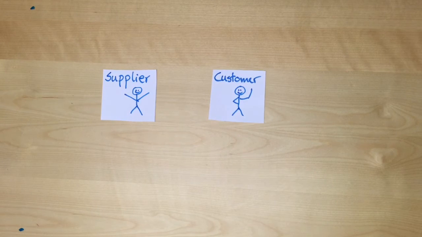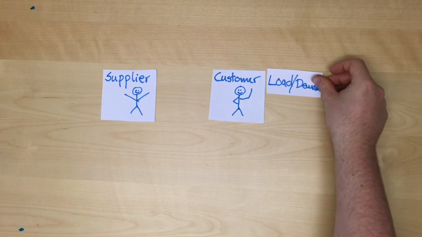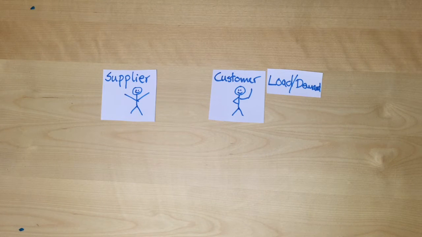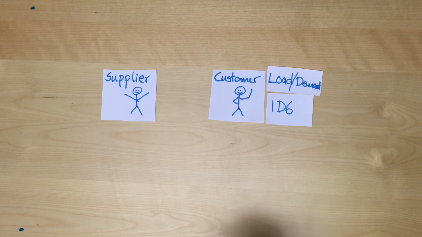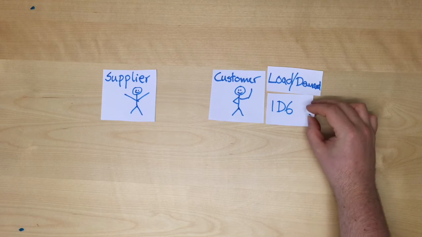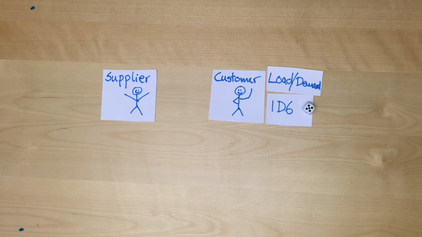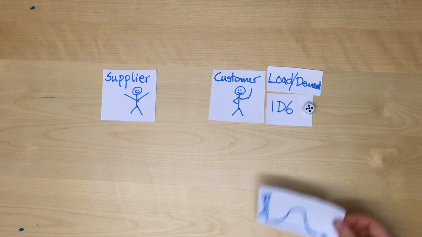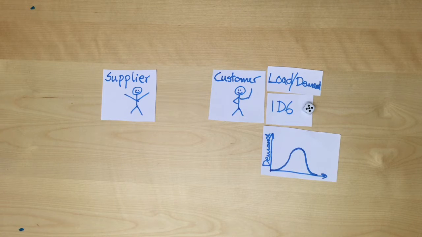So the customer will be the one who has some sort of need, and we usually call this need load or demand, and this can be a need for a physical product or a service, and usually we have some variation in demand over time. So in this exercise we will simulate this with a dice, so this will represent variation over time. And if we combine more than one dice throw, then we know that the distribution over time will be a normal distribution like this.